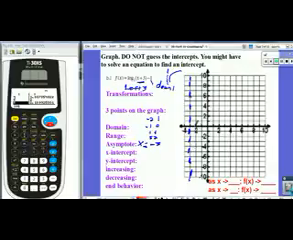Alright, so negative 2, 1. Negative 1, 0. 1, 1. And 5, 2.